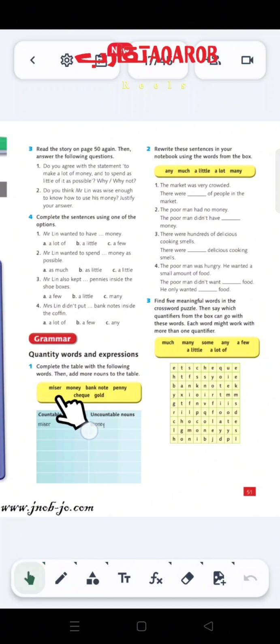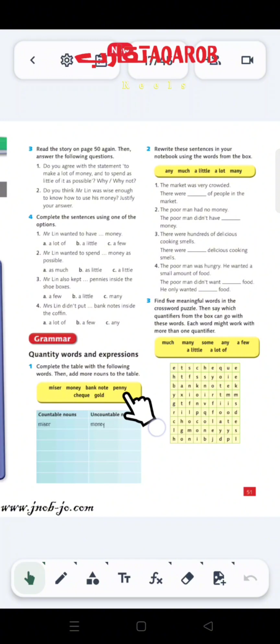Is miser a countable noun or an uncountable noun? Can we say misers? Yes, we can say misers, so it's considered a countable noun. And the second one, which is money. Can we count money? No, we cannot. Can we add s to money? No, we cannot add s. So it's an uncountable noun. We use it with this column. And the third word, which is banknote. Is it countable or uncountable? Can you count your banknotes? Yes. Can you add s to note? Yes. So it's countable. So banknote goes in this column, countable nouns.